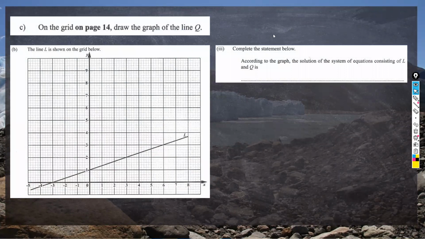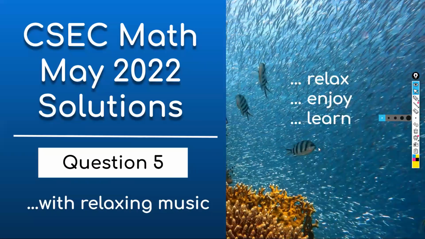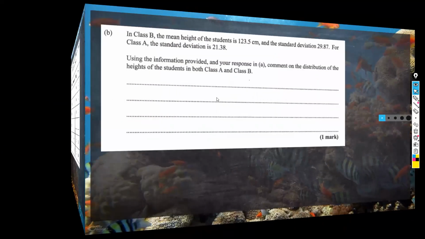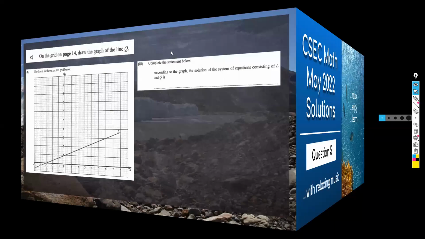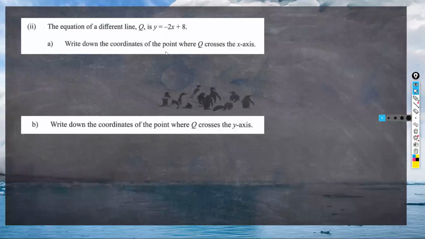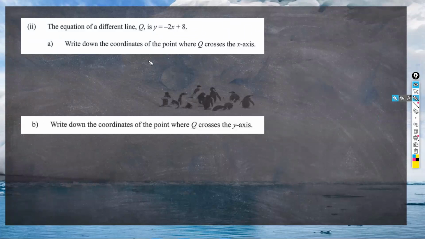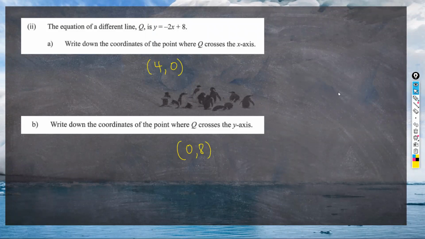According to the graph, the solutions of the system. Oh, sorry. We got to go back in the next part here. It has something to do with line Q, right? One second, guys. Right. So you need to make line Q this one: y is equal to minus 2x plus 8, okay? Now, remember in this question, we said that this line will cut the x-axis at 4, 0, and it will cut the y-axis at 0, 8. That is line Q, okay? We have to use that in order to do part C. So let's move to part C.